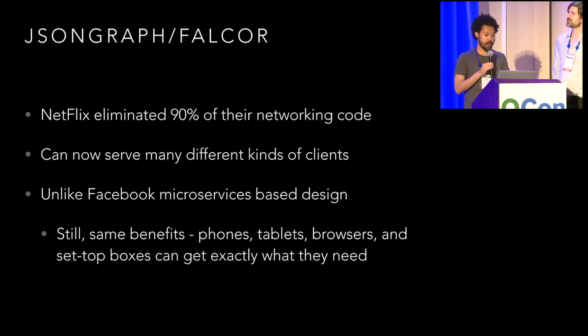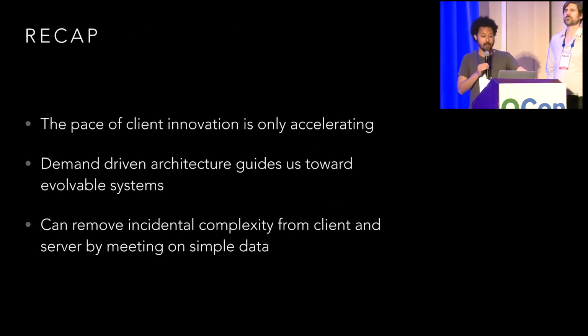Okay, so just a brief recap. The pace of client innovation is only accelerating. I think people are well aware of that. Demand-driven architecture guides us towards evolvable systems. I think this is one of the biggest problems that we have, is that we attempt to predict the future, we can't, and then you've locked yourselves into a bunch of decisions that you can't change. And a lot of this talk is just laying out a framework for how you could design an evolvable system.